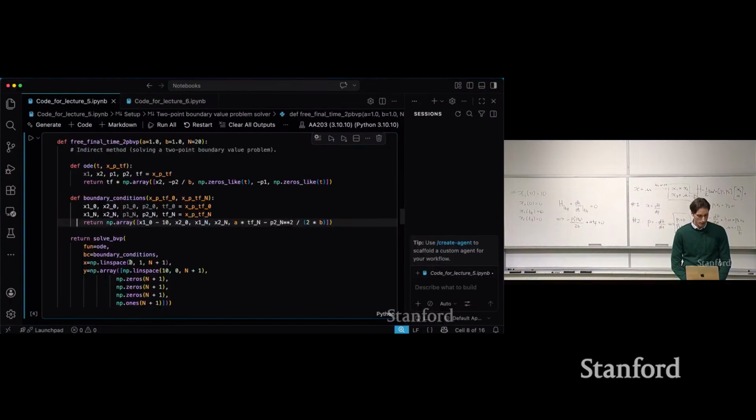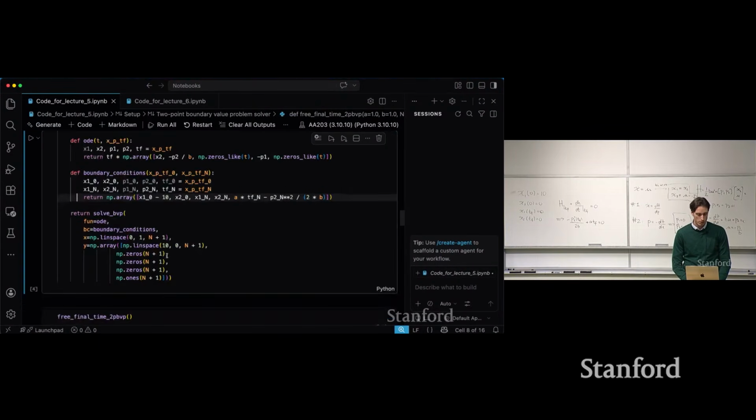Okay, and so we have all of our ingredients. So we pass to the solve BVP the differential equations. We pass the boundary conditions. We specify an array of discretized times, which now goes from 0 to 1 because we rescaled time to be between 0 and 1, together with an initial guess for our solutions.